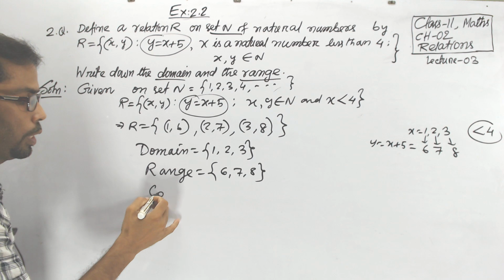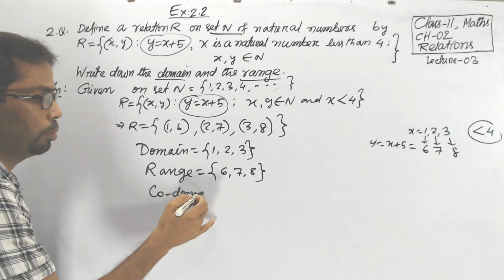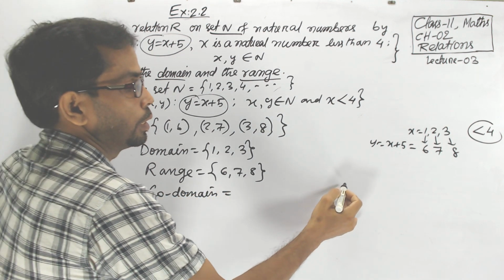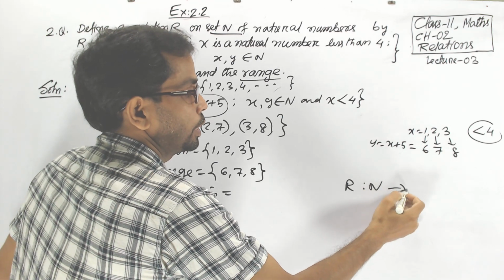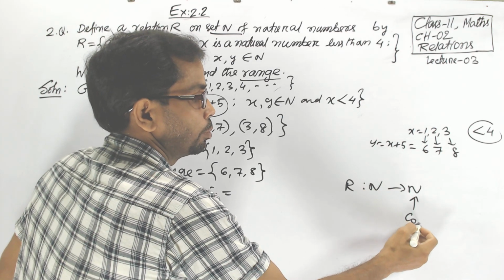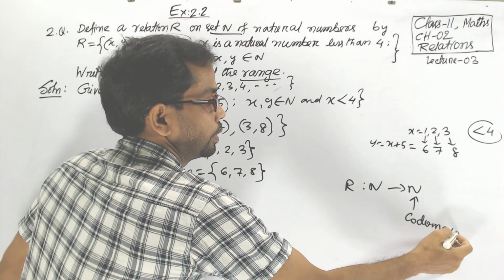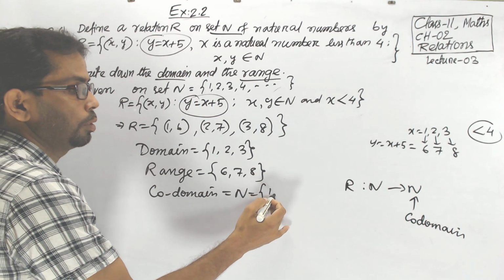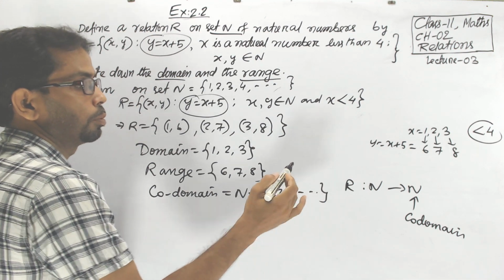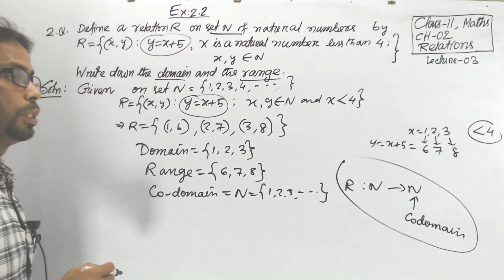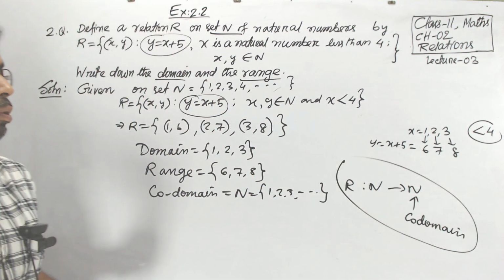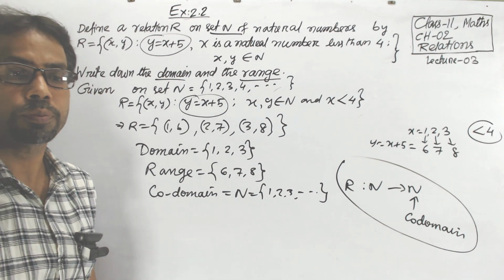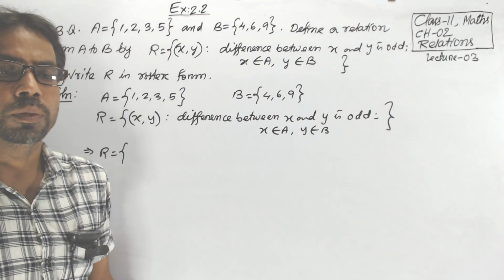In this case you are not asked to find the codomain, but if you want to find the codomain, the relation is from natural number to natural number only, and the codomain, remember, is always the second set. And in this case the second set is the set of natural numbers, which will be the codomain 1, 2, 3 up to infinity. So this is the complete solution for this question number 2. Question number 3.